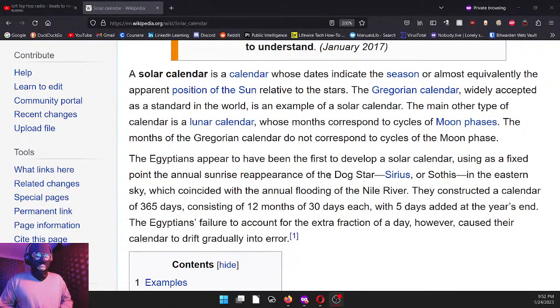They constructed a calendar of 365 days, consisting of 12 months of 30 days each, with 5 days added at the year's end. The Egyptian failure to account for an extra fraction of a day, however, caused their calendar to drift gradually into error, meaning that the calendar had its own issues, just like the good old Gregorian calendar when it comes to needing a leap year.